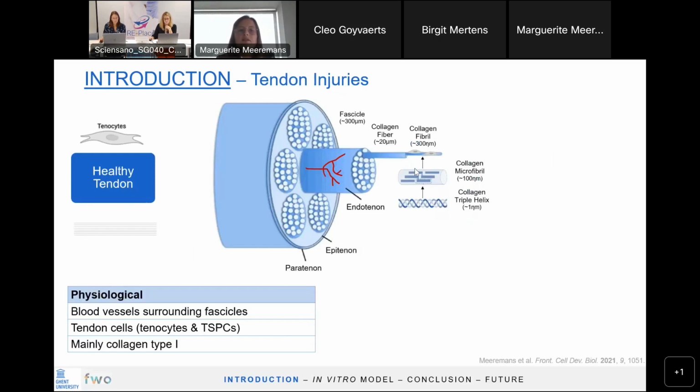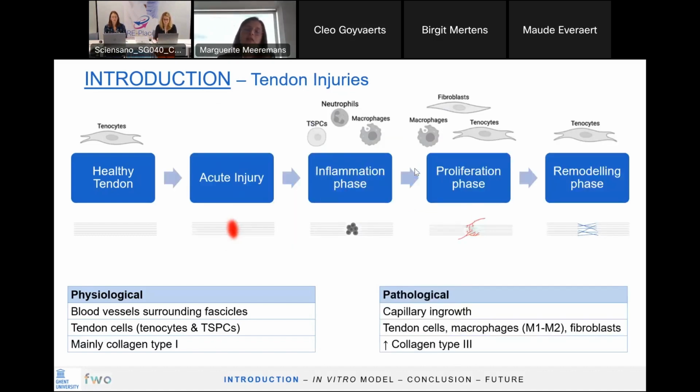Healthy tendon mainly consists of specialized fibroblasts called tenocytes, and these tenocytes are responsible for extracellular matrix production. The tendon extracellular matrix mainly consists of water and collagen type 1. This collagen is hierarchically organized from fibrils into fibers into fascicles. Each fascicle and group of fascicles is surrounded by some loose connective tissue, which contains blood vessels, lymphatics, and nerves. However, healthy tendon is quite hypocellular and hypovascular in comparison to injured tendon.